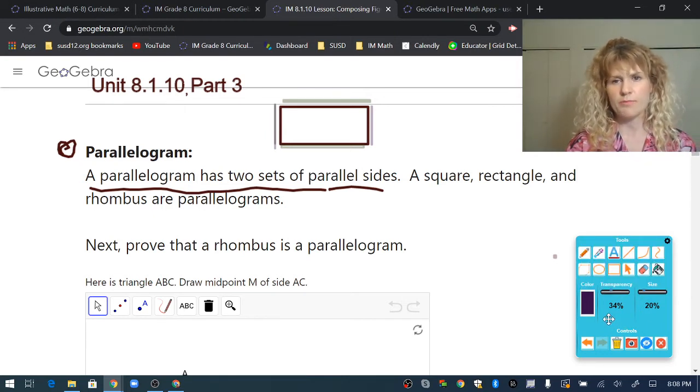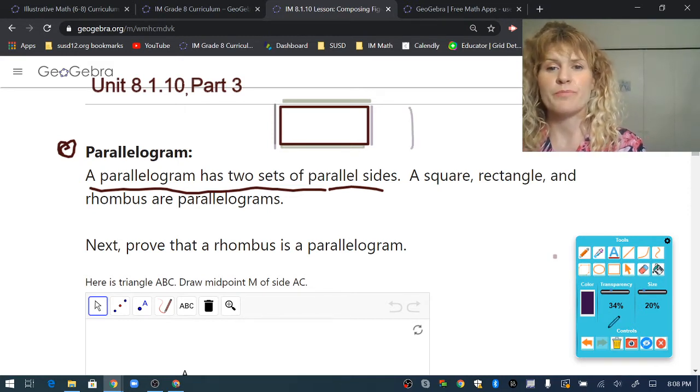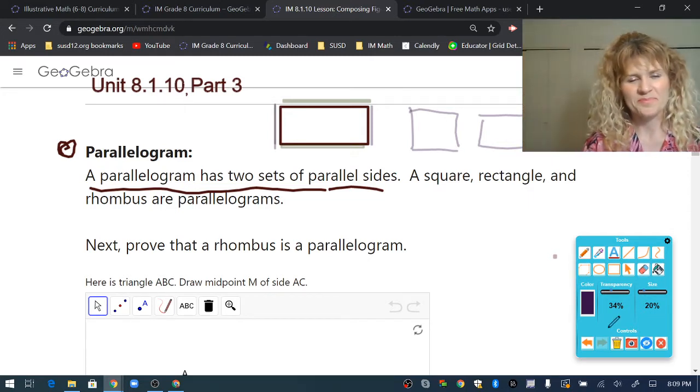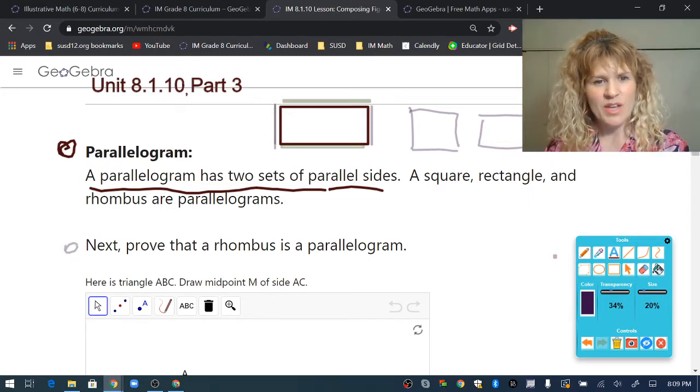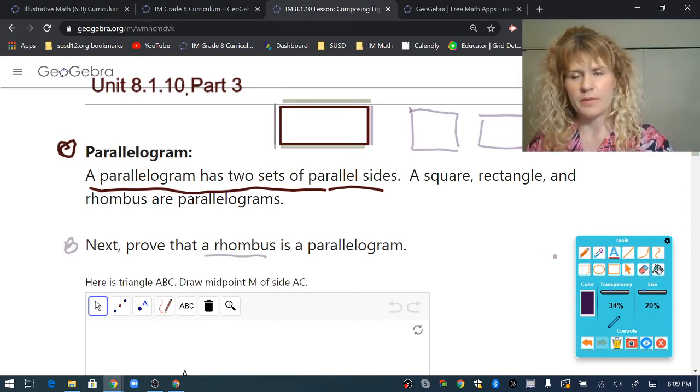There's three kinds of parallelograms you might remember. I'll try to sketch them. A square, a rectangle, and a rhombus. Now my sketches are not perfect, but you get the idea. Okay, next. Prove that a rhombus is a parallelogram.